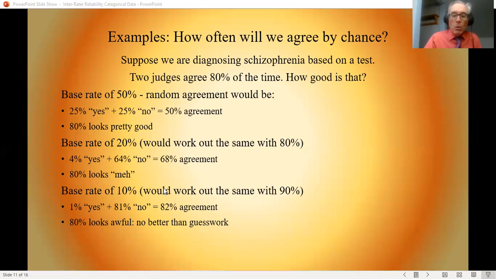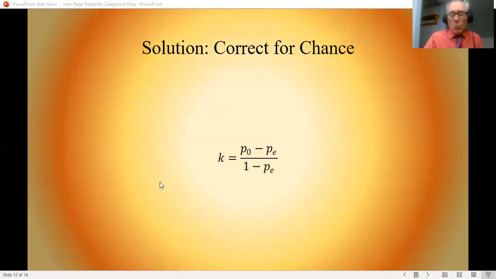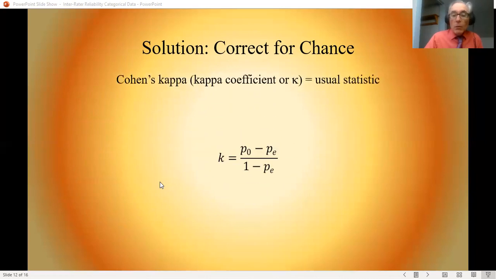Now, here we don't know the actual base rate of psychotic disorders in the clinic. What we can work from, though, is the rate at which it is being diagnosed by our judges. So here's what we want to do. We want to correct for chance. The statistic most often used for this purpose is known as Cohen's kappa, or the kappa coefficient, introduced by Jacob Cohen 50 odd years ago.